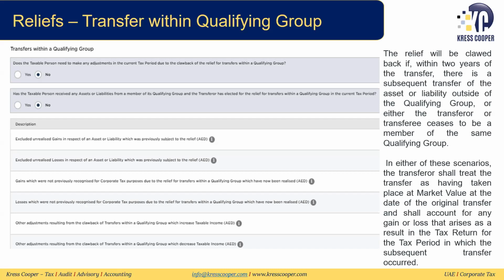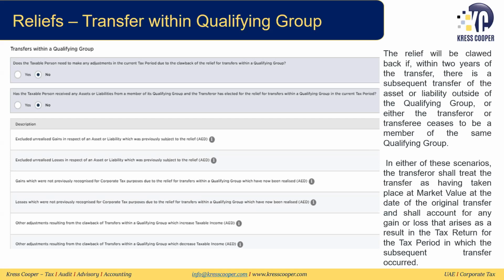Gains which were not previously recognized for corporate tax purposes due to the relief for transfer within a qualifying group, which have now been realized. So again, on these gains and losses which they're asking, and then any adjustments. The first four they're asking would not be applicable for this tax period, but for subsequent tax periods. But the other adjustment resulting from the clawback you need to put here. So if you have said that there is a clawback, we need to put the clawback adjustments in this column.